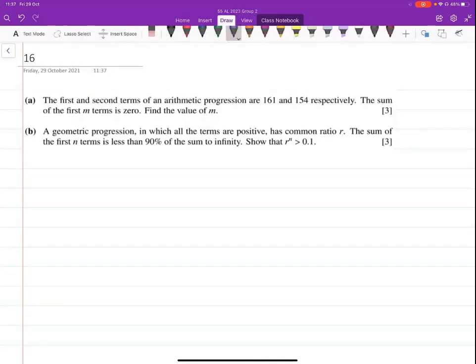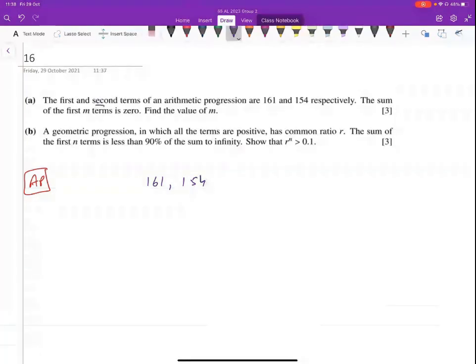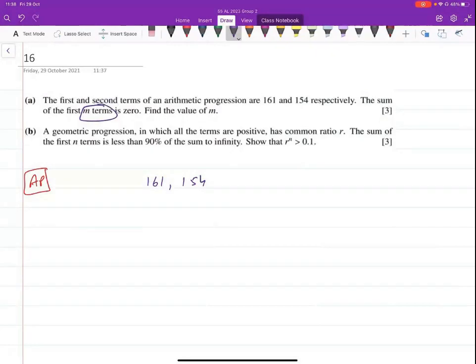It says the first and second terms of an AP are 161 and 154. So we have an AP, and the first two terms are 161 and 154. The sum of the first m terms is 0. Find the value of m.